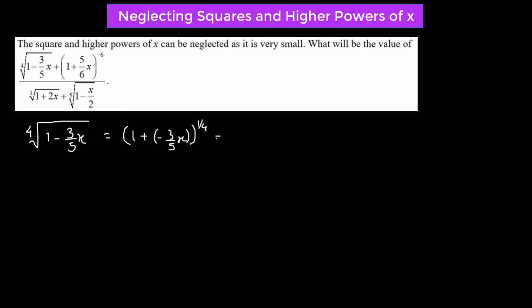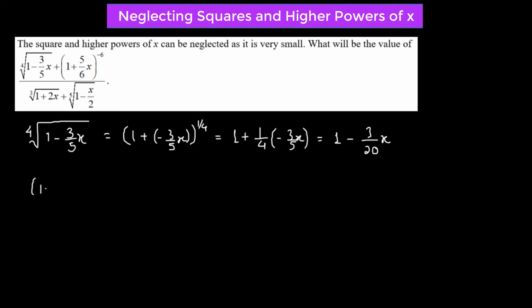So this would give us 1 plus n, which is 1/4, times x, and x here is negative 3/5 of x. And we are going to neglect the other higher powers, which is the x squared and all the remaining higher powers of x. This should give us 1 minus 3 divided by 20 times x. So this is the binomial approximation for the first term in the numerator.